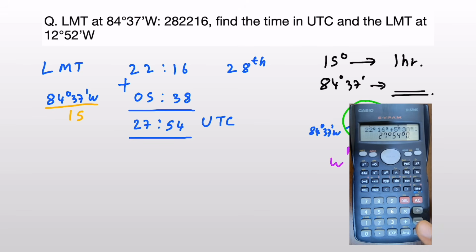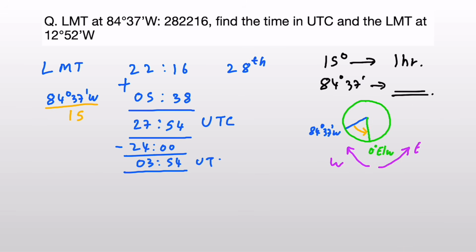So first of all, I'll subtract 24 from this and it will come out to be 3 hours 54 minutes UTC on the next date, which is 29th. This will be my answer in UTC. So the first part of this question is solved and the time in UTC comes out to be 3 hours 54 minutes on the 29th. Next, let's look at how to solve the second part of this question.